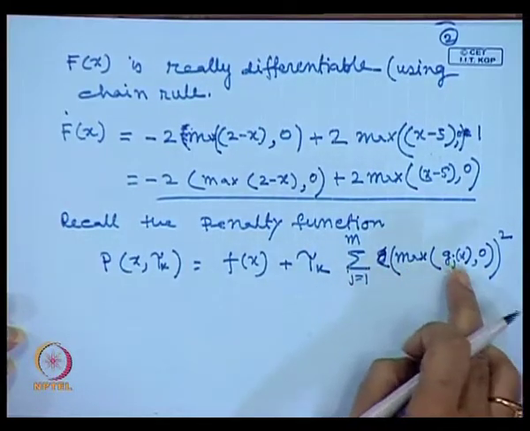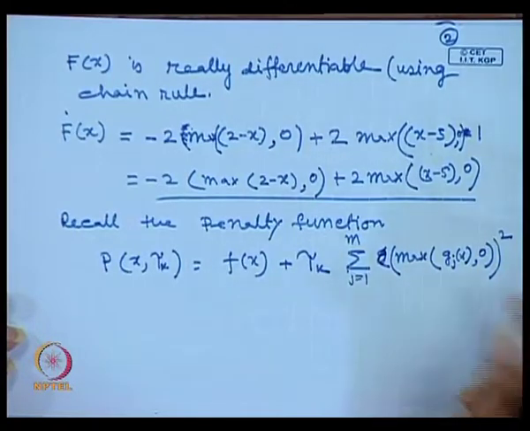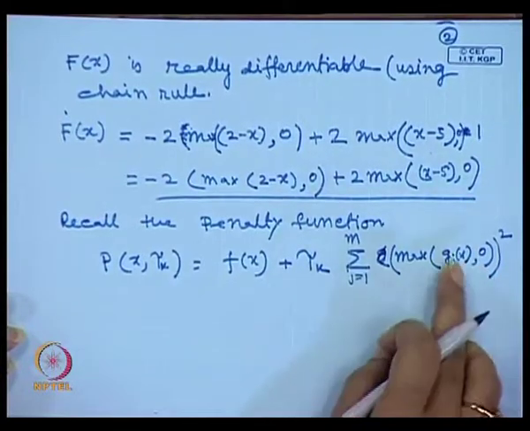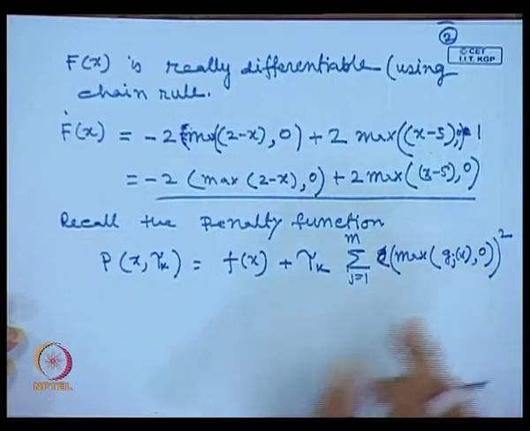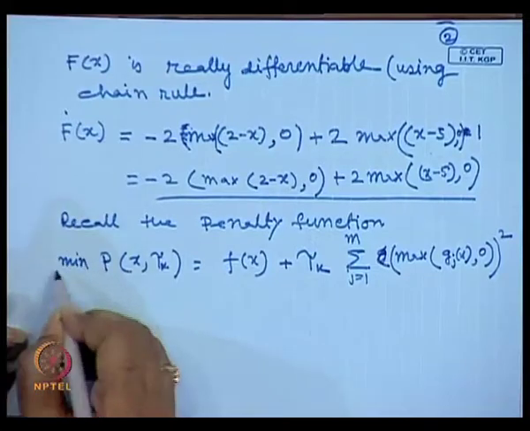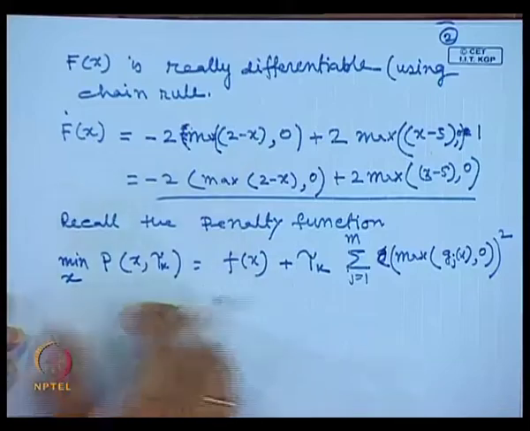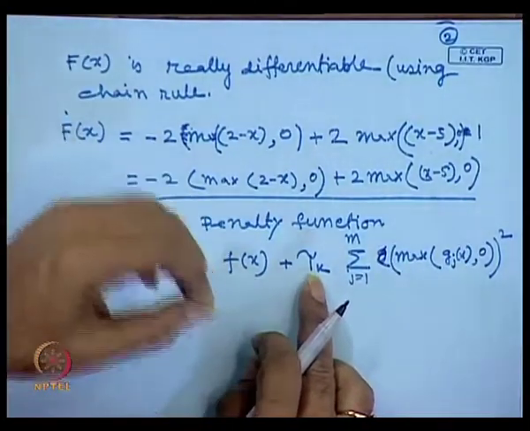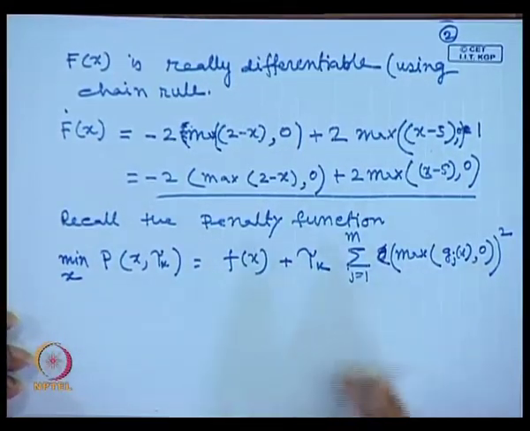So, max of g j of x, because our initial guess is the infeasible point, this value will be greater than 0, and feasible region means g j of x is less than or equal to 0. Our problem is to minimize this penalty function for x, find the value of x for which this is minimized, but we supply tau k starting from a very small value. Agree? So, this is our problem.